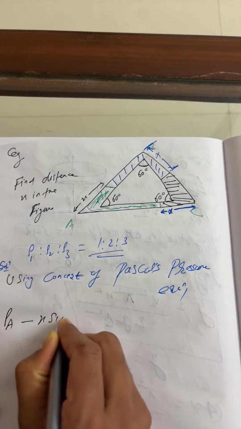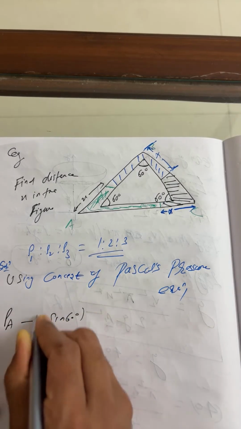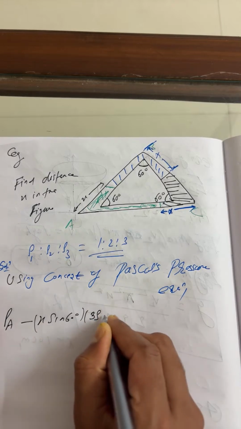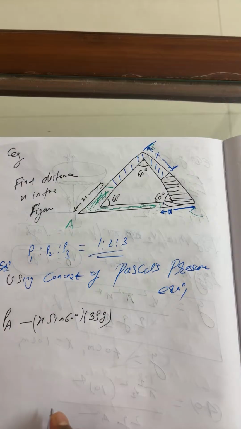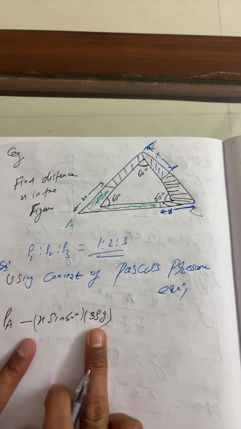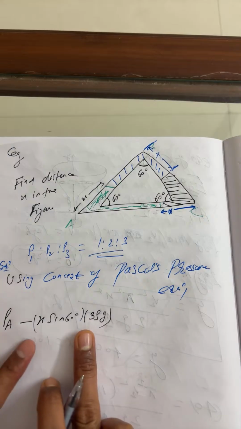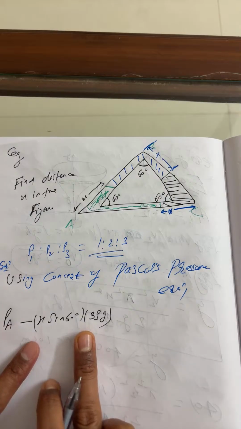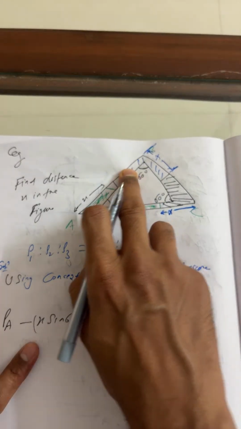sin 60 degree. This is 3 rho g. This is what you can see. I have written pressure at A. This is pressure at A. So now I'm going to write here pressure at B. I can say pressure at B. So this is rho.